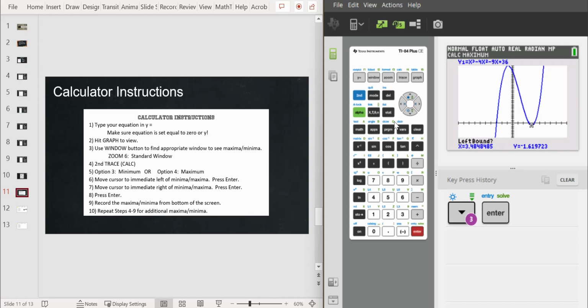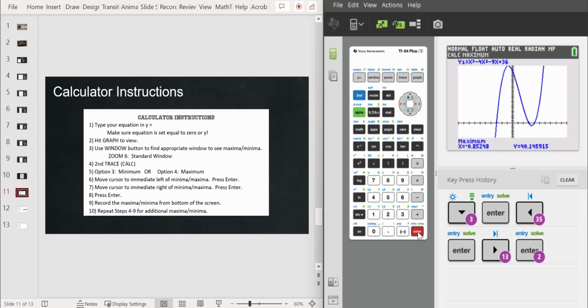Okay. Now it's wondering what's to the left of the max. So I'm going to make my little X guy here move around, and I get to the left of the max. Again, it doesn't matter how far left as long as you're on the left. I'm going to click enter. Then I need to be to the right. There we go. And now I need to guess.